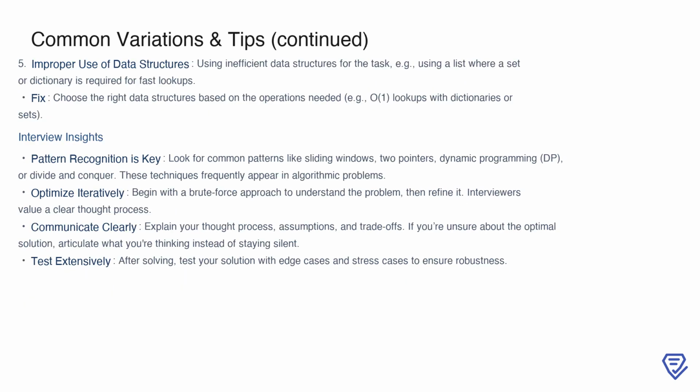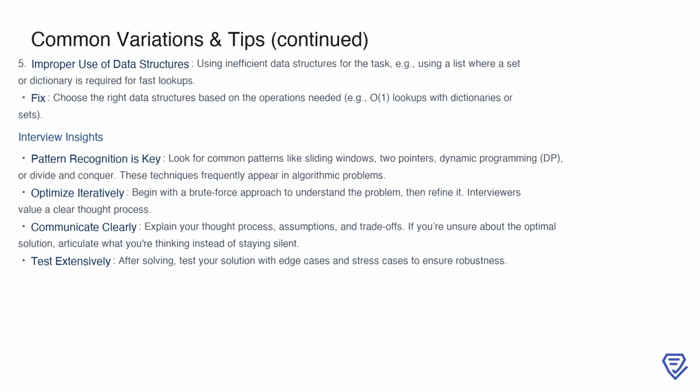Another common mistake is the improper use of data structures. For example, using a list where a set or dictionary would be more efficient can significantly slow down your solution. To avoid this, always consider the operations you need and choose the appropriate data structure, like using dictionaries or sets for O(1) lookups. Beyond avoiding mistakes, there are some key strategies that can help you during interviews.